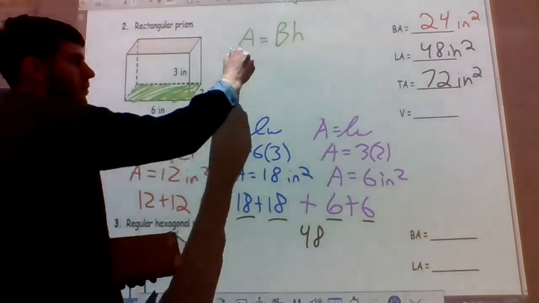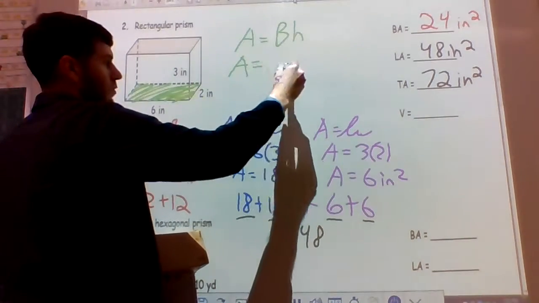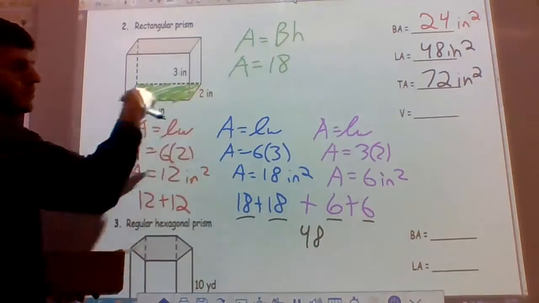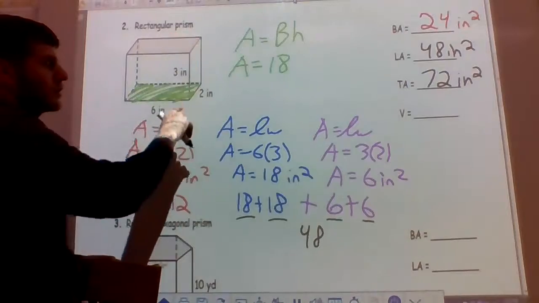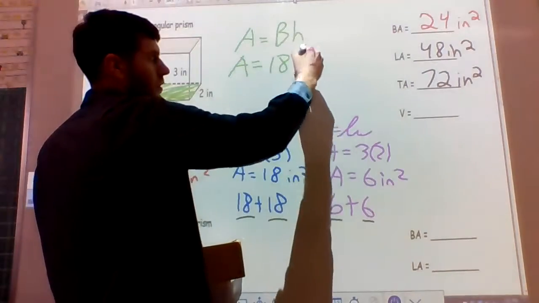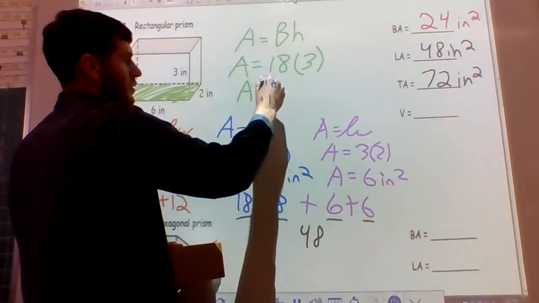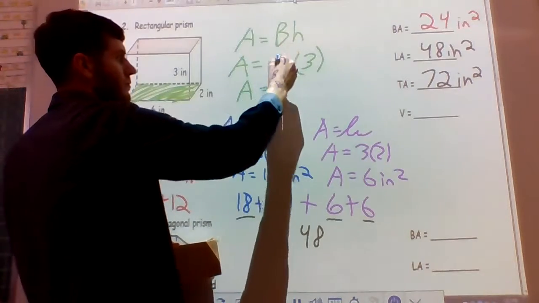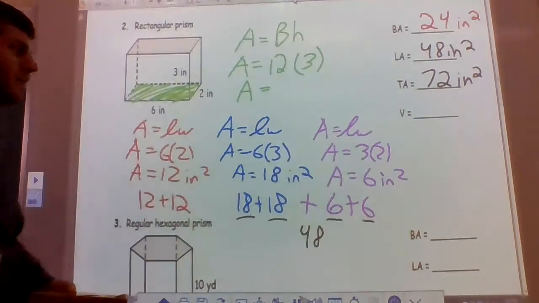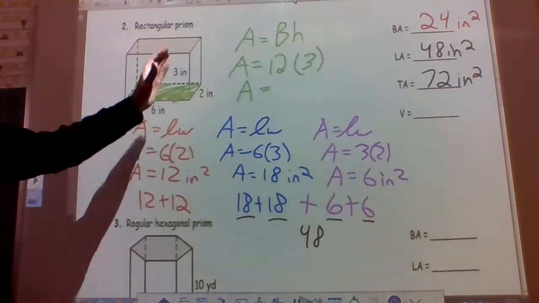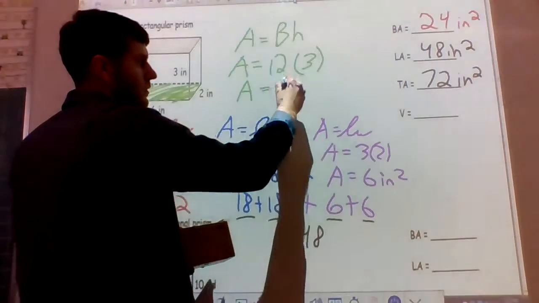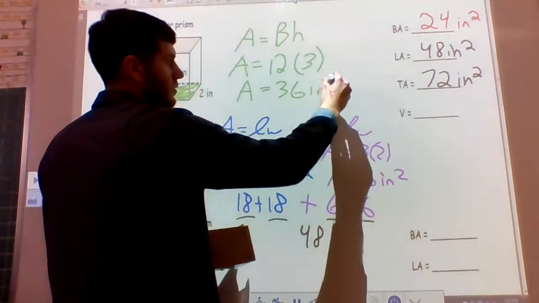So the bottom of our pool would be 18. It would be 6 times 2. And then your height, how high is it going to go? It's going to go up 3 inches. I'm sorry, our base is 12. All right, our base is 6 by 2. Okay, and then our height is 3, so that's going to be 36 inches cubed.